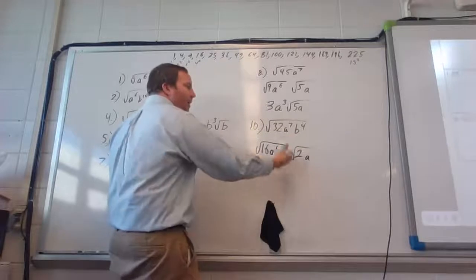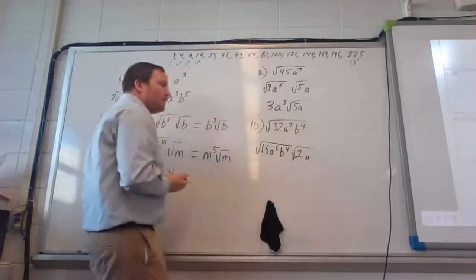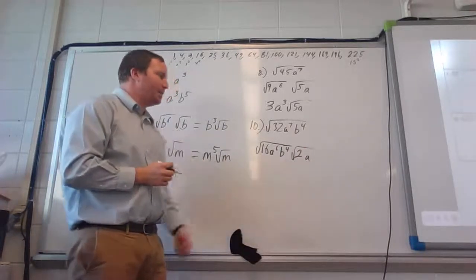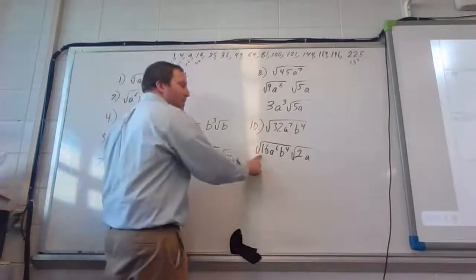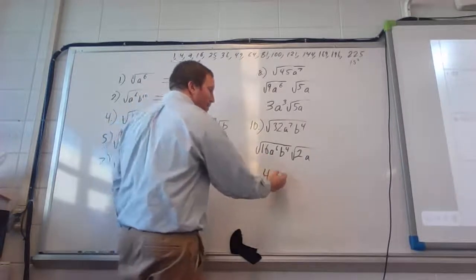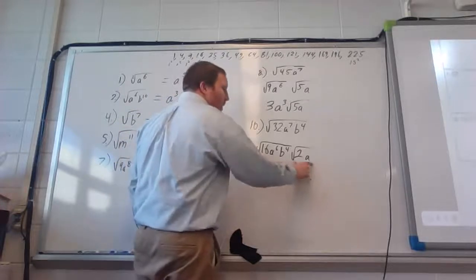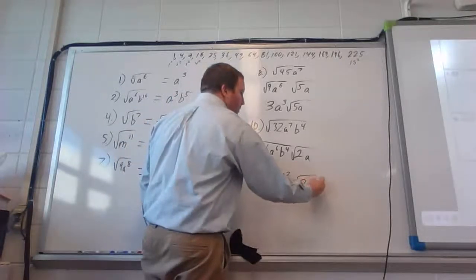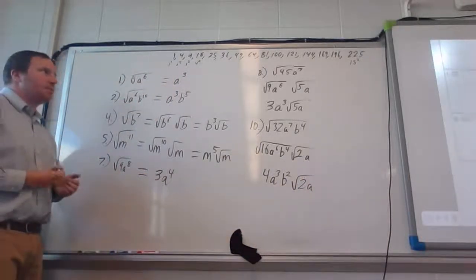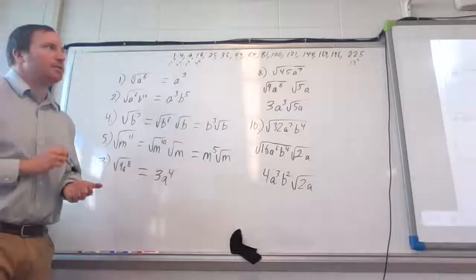B to the 4th is already a perfect square, right? Even exponent, so it just goes in this first one. And then you simplify more. Yep. So simplify more, take the perfect squares, take the square roots of those. So 16 becomes 4. A to the 6th is a^3, and b to the 4th, b^2. And we have our leftovers, 2a. And there we go. So that's our simplifying radicals.